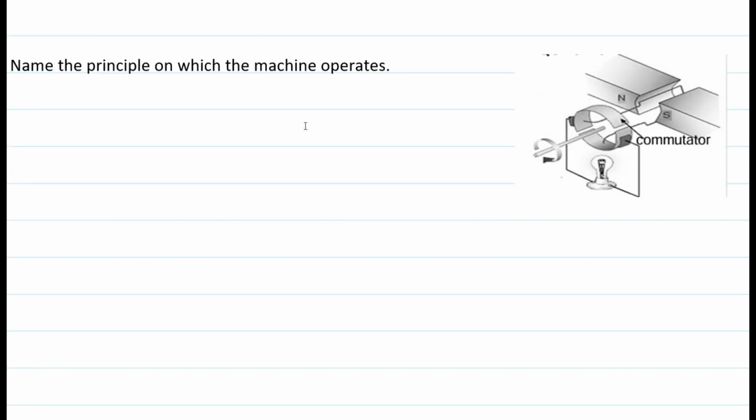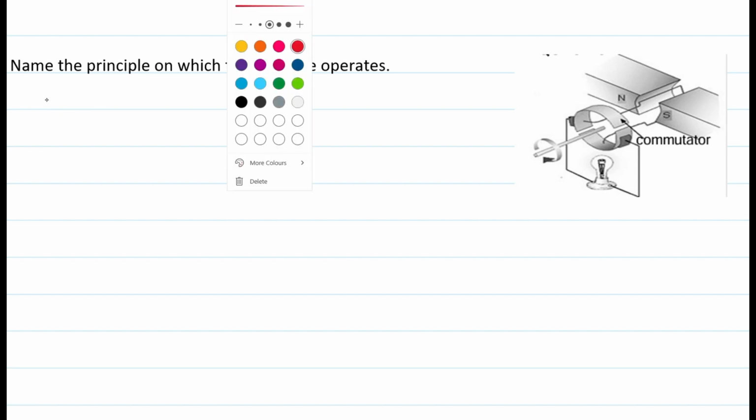Here's another question. Name the principle on which the machine operates. Can you pause the video and try to remember what we have discussed in the previous slides? Welcome back. So your answer should be electromagnetic induction. Remember we said that a DC generator uses the principle of electromagnetic induction.